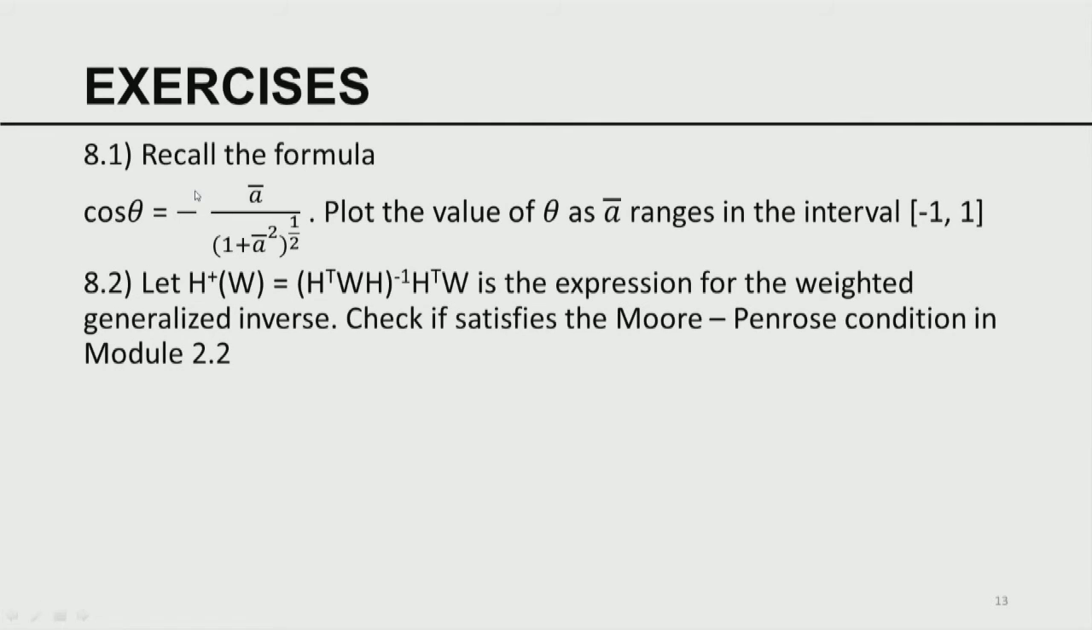Recall the formula. So I have a couple of exercises. Recall the formula that we have already seen. I would like you to be able to plot the value of theta as A bar ranges in the interval minus 1 to plus 1. This exercise tells you how the angle theta varies with the choice of A bar, and please recall from a couple of slides earlier, A bar depends on A. So A essentially controls A bar, and as A bar ranges within minus 1 to plus 1, theta sweeps through a particular range, and I would like you to plot this perhaps using MATLAB and convince yourself what the range of rotation angle theta one gets with A is.